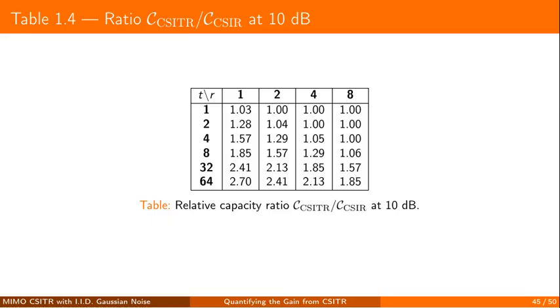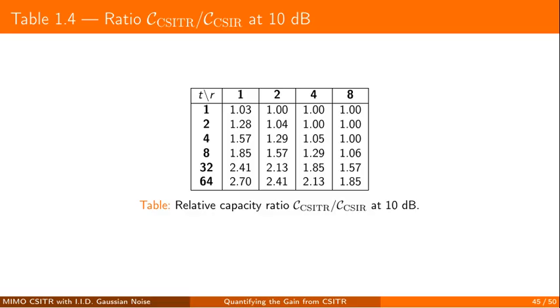Here is the ratio table. Look at the bottom row, corresponding to the largest transmit array. The ratio approaches nearly 3 at the smallest receive configuration, and gradually declines as the receive side grows. Though even at the balanced end of that row, the gain from transmitter knowledge remains substantial.